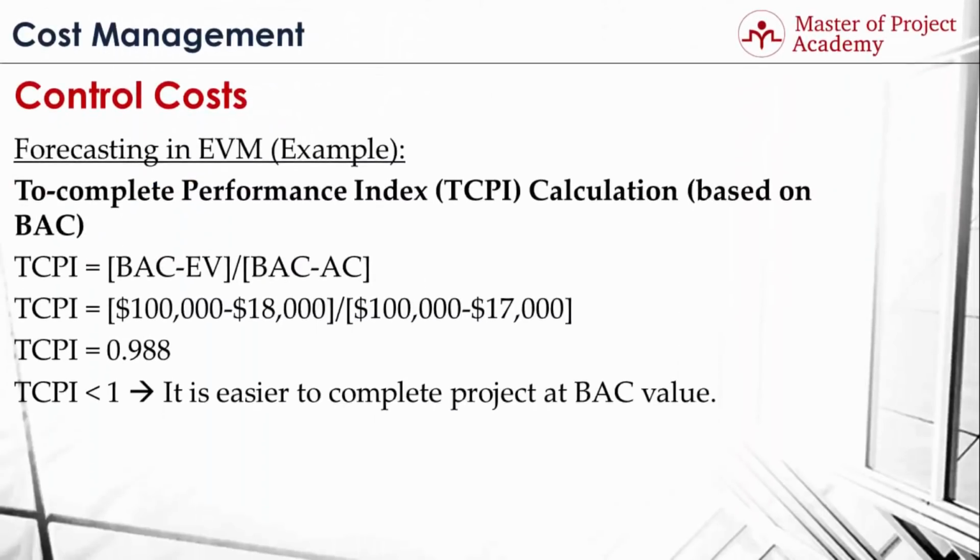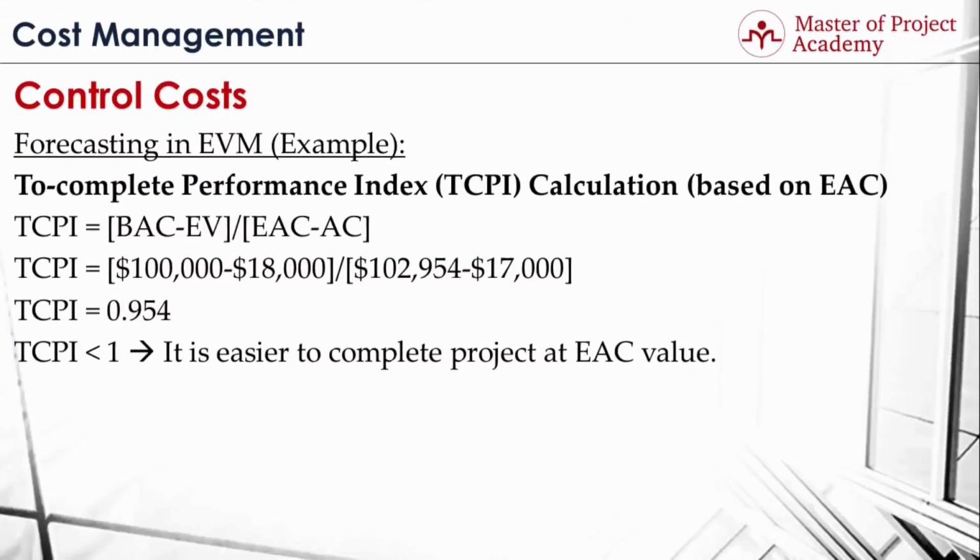Let's calculate the TCPI now. First, we'll calculate the TCPI based on BAC. When we substituted values in the formula, the result is 0.988. TCPI is less than 1. Therefore, we can conclude that it will be easier to complete the project on planned budget at completion value. This is actually the result of completing works that brought higher earned value than their costs.